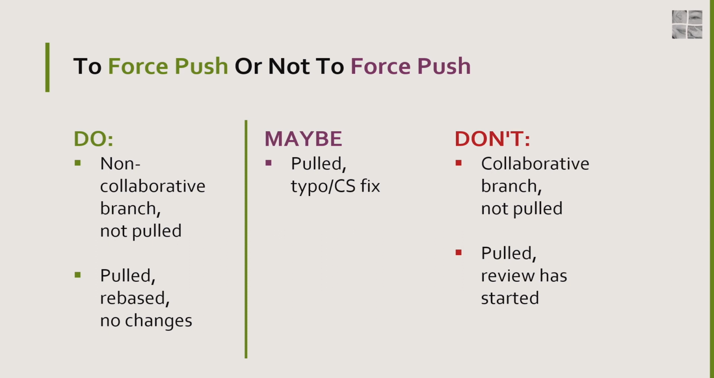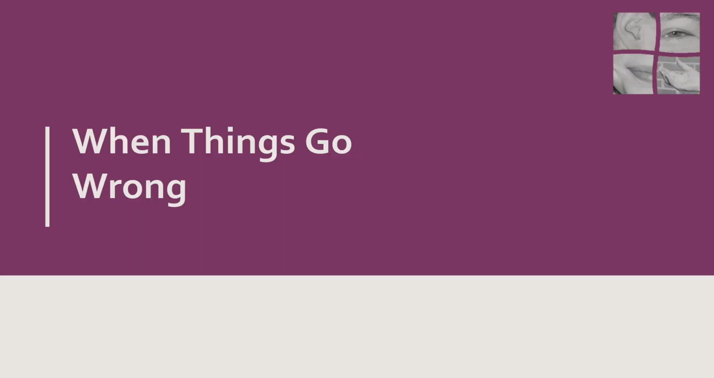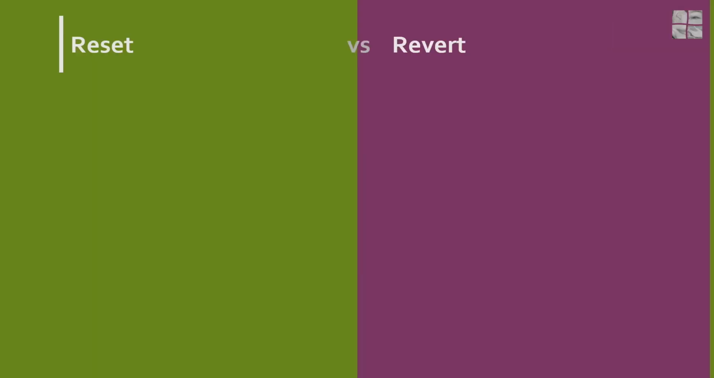Now, okay, so Git is great, but sometimes things go wrong. I presume everyone's had that at one point or another. There are a number of tools, again power tools, to help work with that. One is reset. Another is revert. Does anyone know the difference? I presume most people do.